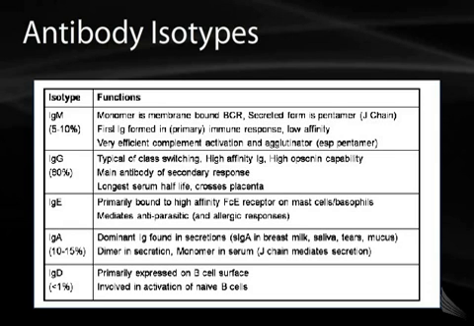IgD is found primarily expressed on the B cell surface in conjunction with those IgM monomers, and it's involved primarily in the activation of naive B cells.